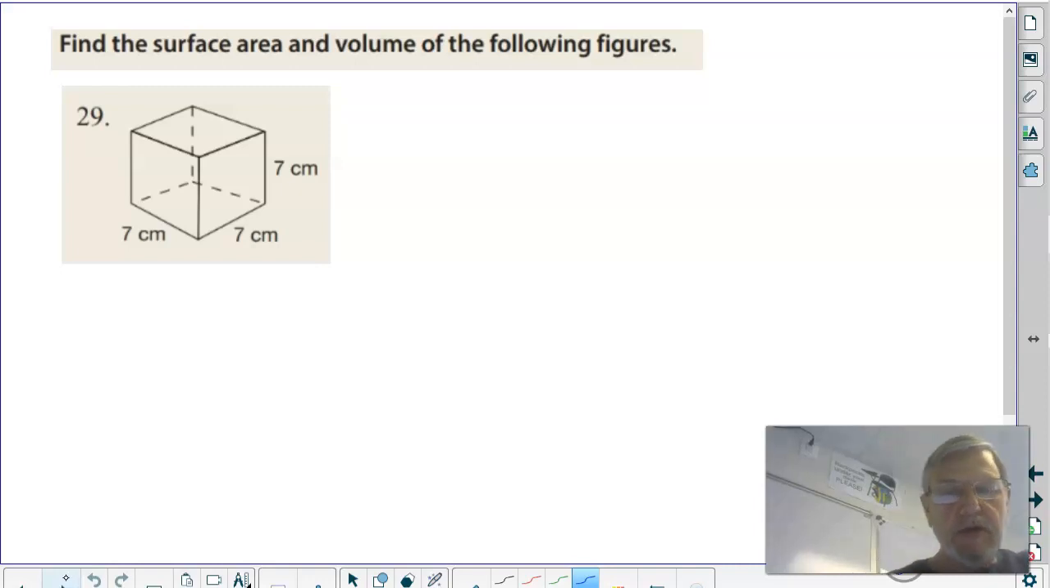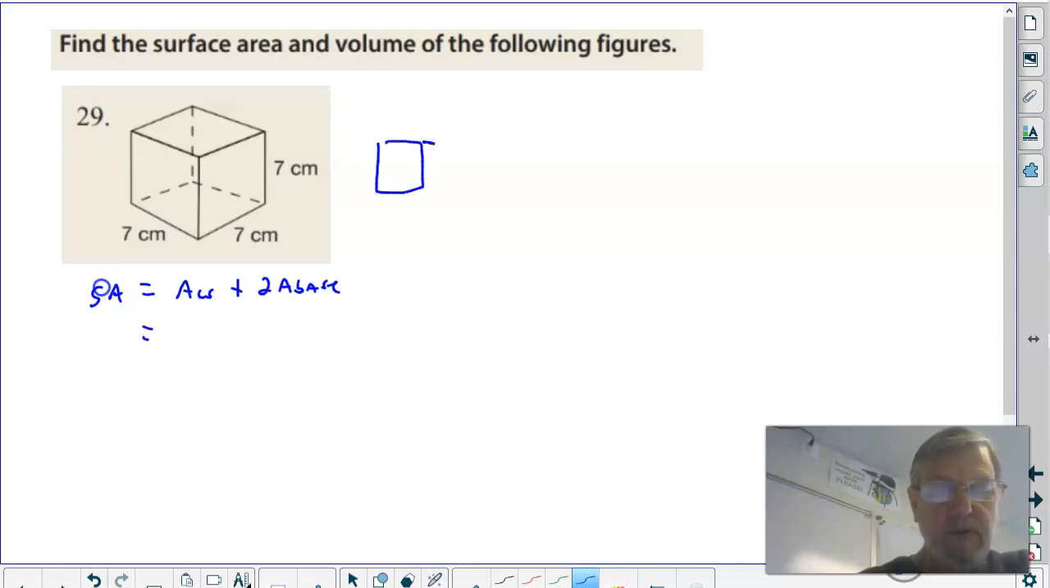Here we go. Find the surface area and volume of the following figures. Okay, so surface area for a cube is the area of the lateral surface plus 2 times the area of the base. And the lateral surface is, again, you have to understand how to open this thing up. And this is 7, 7, 7, 7, right? So 7, 7, 7, 7. And the height is also 7. So that's the lateral surface.